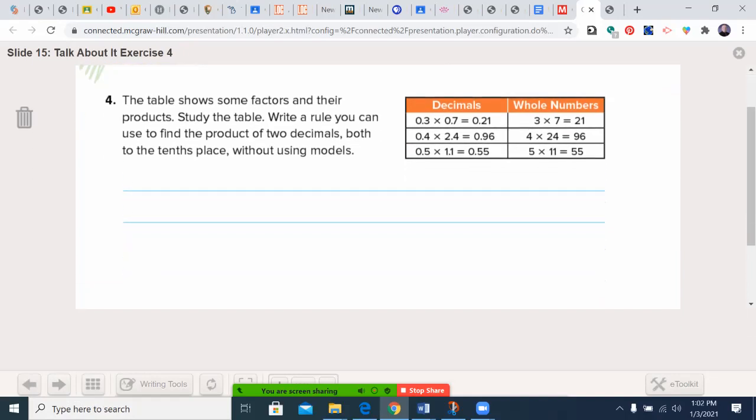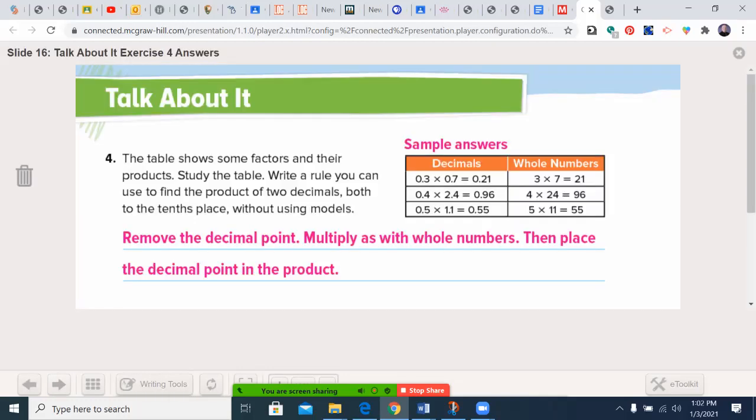Table shows some factors and their products. Study the table. Write a rule you can use to find the product of 2 decimals, both to the tenths place, without using models. And you can see again that we have 3.3 times 0.7 is 0.21. 3 times 7 is 21. 0.4 times 2.4 is 96, or 0.96. 4 times 24 is 96. 0.5 times 1.1 is 0.55. 5 times 11 is 55.